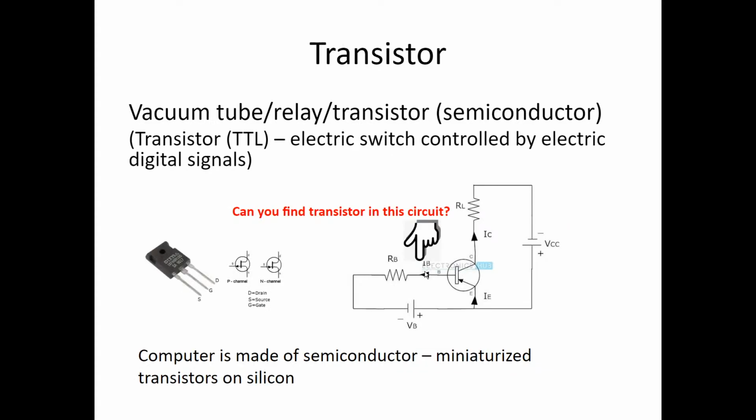And next we have a transistor. A transistor is a TTL, that's the abbreviation, and it is also a switch controlled by other electrical digital signals. You can see a pattern going here. All of these switches are controlled by electrical digital signals. This is what a transistor would look like, and this is a diagram of it.